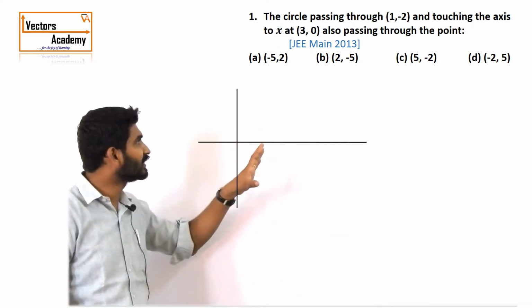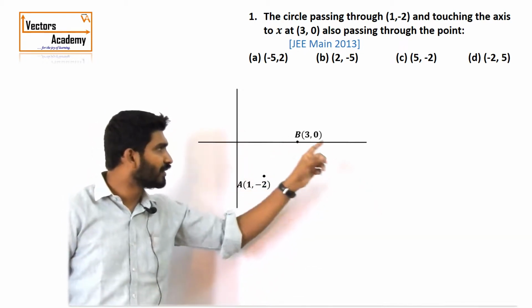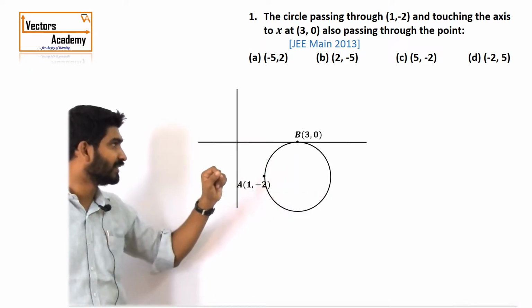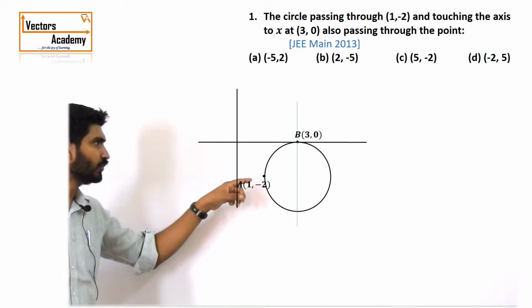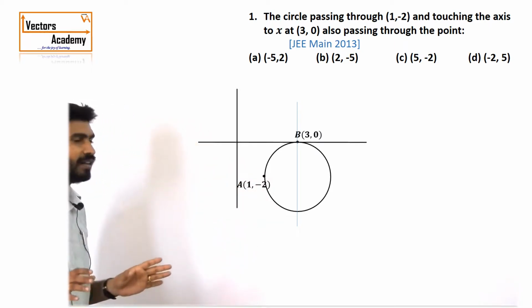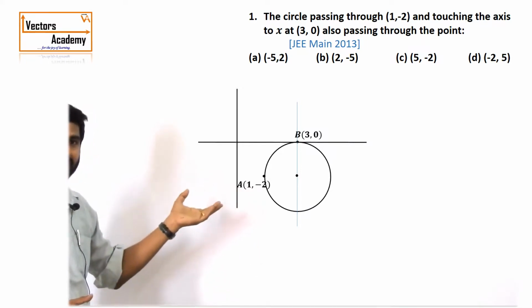So let's represent this in the diagram. This is the x-axis and the y-axis. The circle is touching the x-axis. Remember, it is not intersecting, it is touching the x-axis at 3, 0, and it passes through another point, that is 1, minus 2. So now we need to find the radius somehow and the center, so we can find out the equation of the circle.